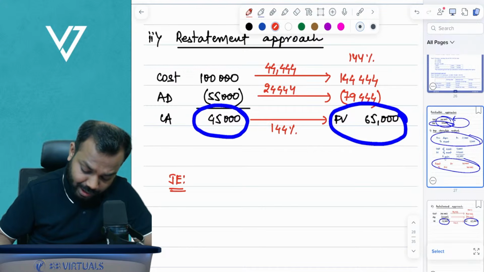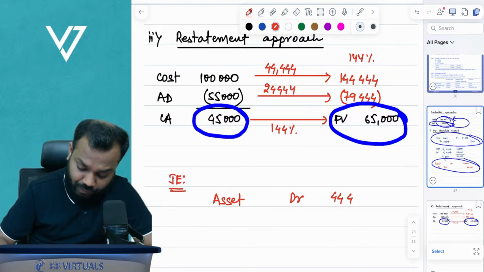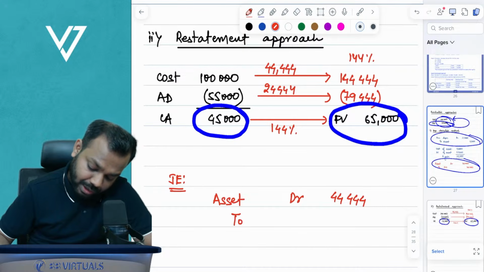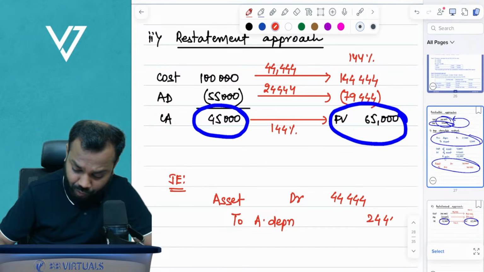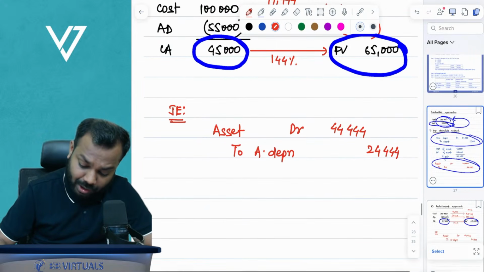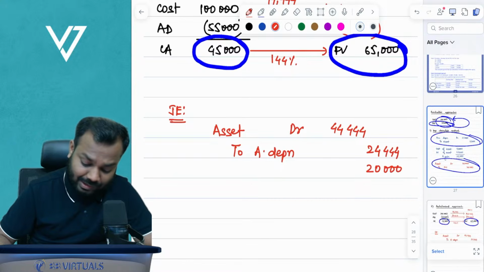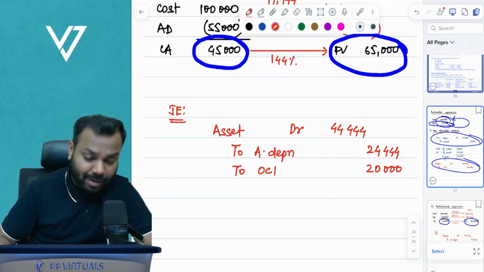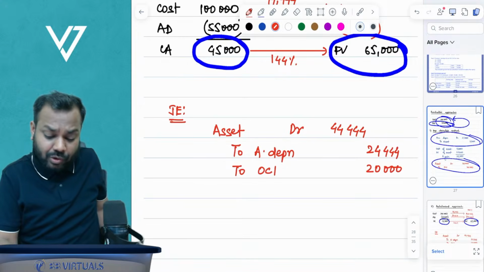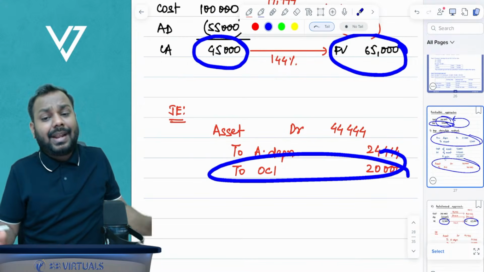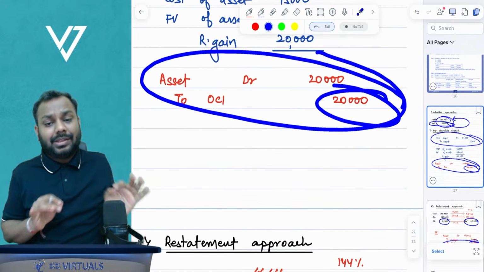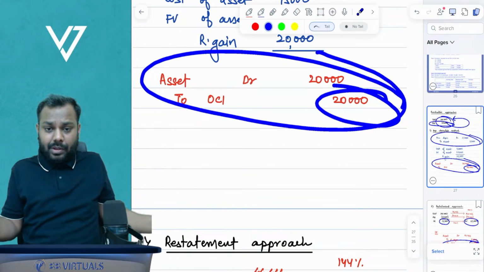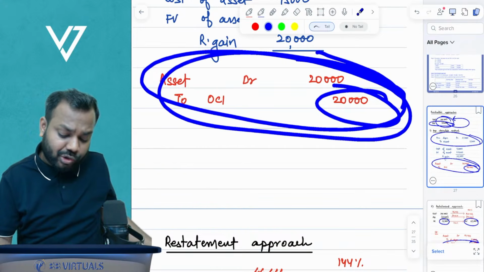So what is the journal entry? Your journal entry will be asset account debit 44,444 to accumulated depreciation account, which will increase by 24,444, and hence what is the net amount? 20,000. This is the net increase in the asset, which will be recorded in other comprehensive income. So the net impact is the same, 20,000. Whichever approach you take, the net impact is the same, but what changes is the journal entry which you are passing.